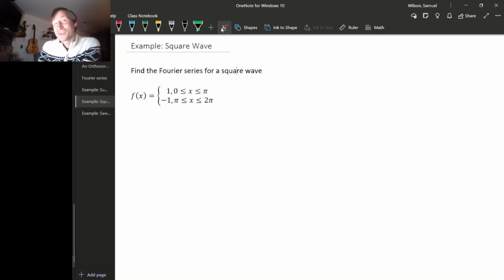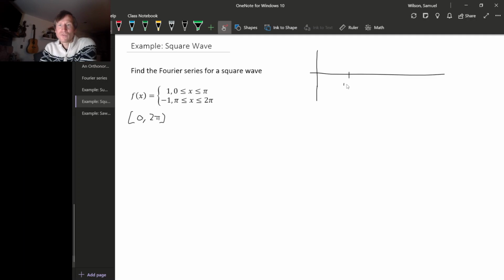Let's look at a more interesting example of finding a Fourier series. Let's find the Fourier series for this square wave. Remember that we're implicitly assuming the domain here is just from 0 to 2 pi, and we're assuming that outside of this domain, the function repeats itself.